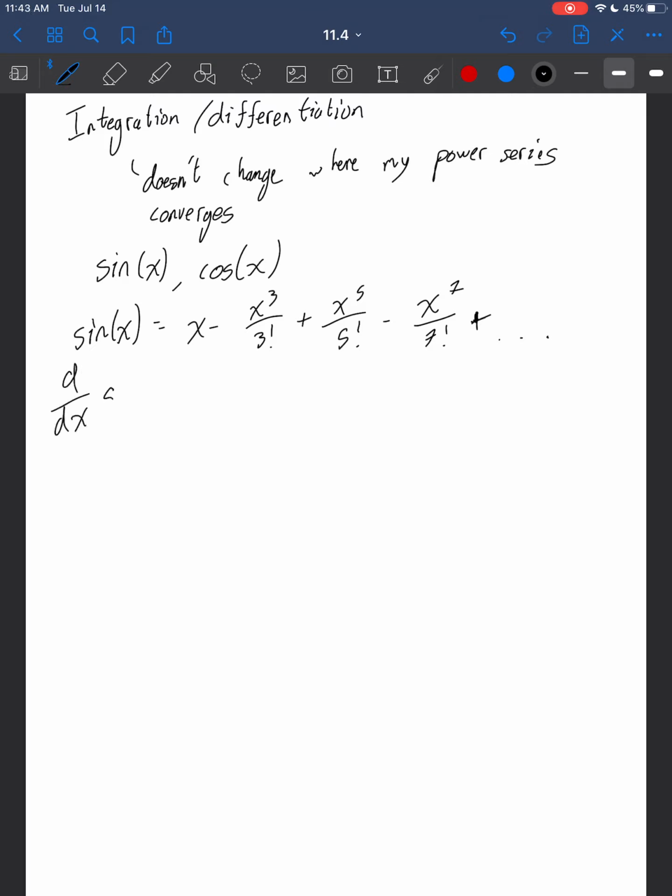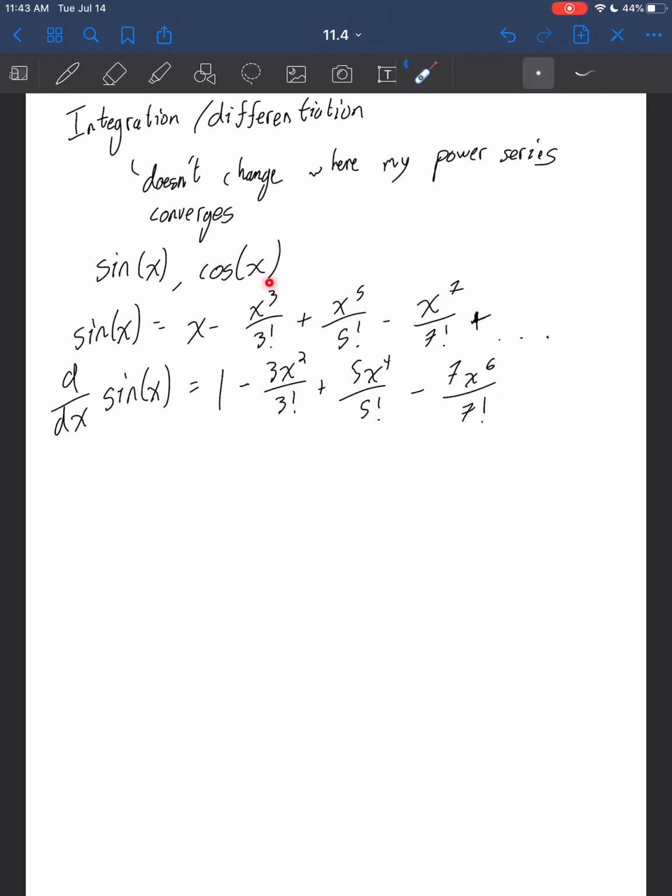So if we take a derivative of this Maclaurin series, so the derivative of sine of x, well, derivatives are nice because we can just break it up by terms. So the derivative of x is 1, and then minus 3x squared over 3 factorial plus 5x to the fourth over 5 factorial minus 7x to the sixth over 7 factorial, right? I just took the exponent, brought it down, and subtracted 1. Well, this cancels really nicely. We have 3 over 3 factorial, which is 3 over 3 times 2 times 1. So this is the same as 1 over 2 factorial.